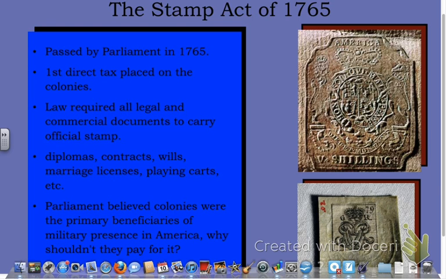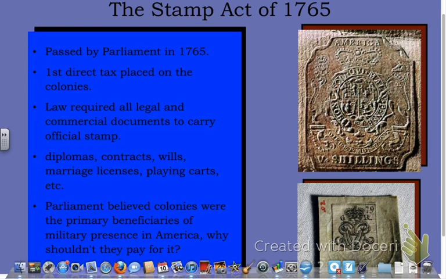Colonial leaders were angered by the Stamp Act. The issues were clear for them. They were being taxed by Parliament without their consent. Since they had no representation, they had no voice. If England could pass this law, what would be next? This violated their rights as Englishmen to be taxed without their consent.